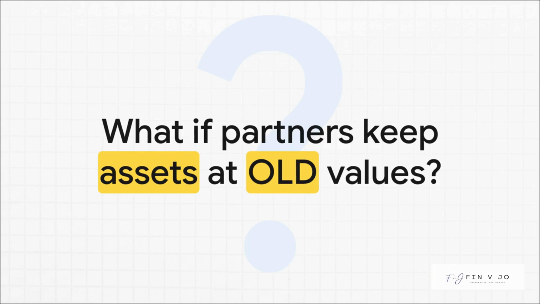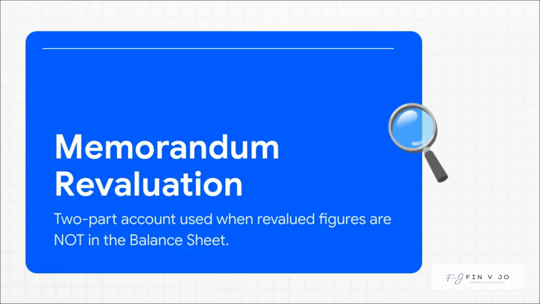Wait, what? How can you revalue something but keep it at the old value? It sounds crazy, right? This is the ultimate exception to the rule. When you see this curveball, you absolutely must use a memorandum revaluation account. By definition, this is an alternative account divided into two distinct parts. It's used exclusively when the partners agree that revalued figures will not be shown in the balance sheet. So under this specific approach, the book values of the assets and liabilities literally do not change at all.